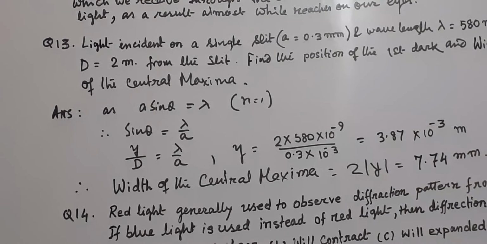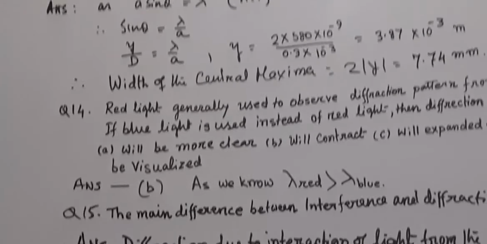Now, the width of the central maximum will be double of this, because it is on the upper side of the screen as well as on the lower side of the screen, that will come approximately 7.74 millimeter. This is very large in comparison. So, come to the next question, question number 14.